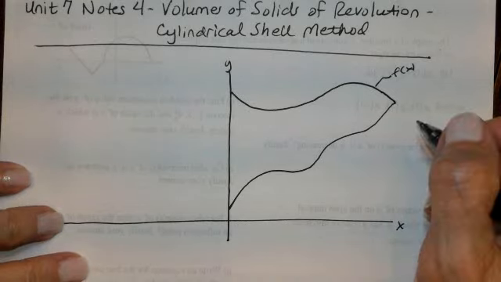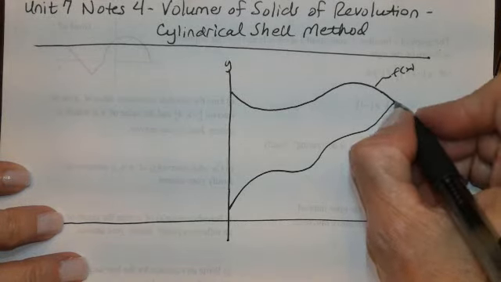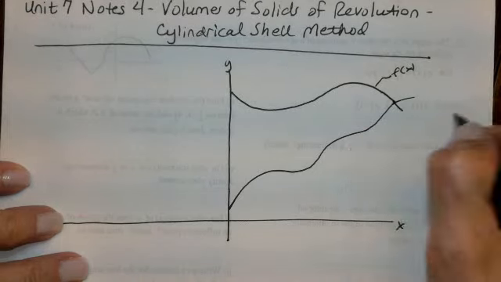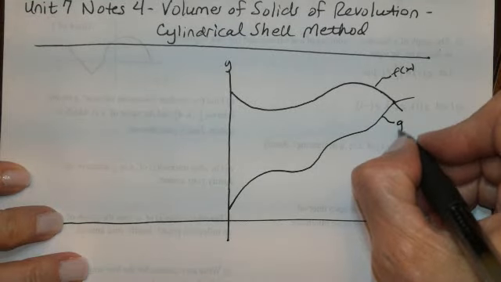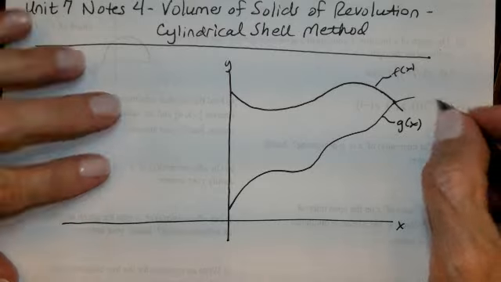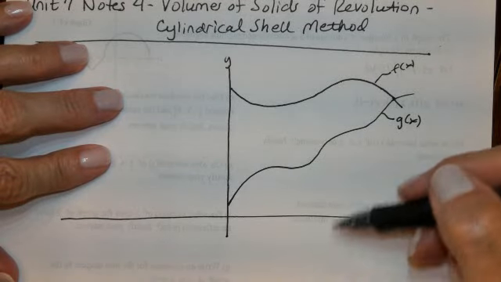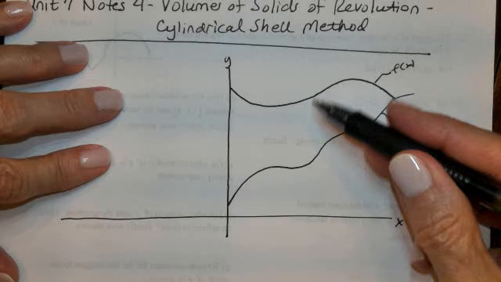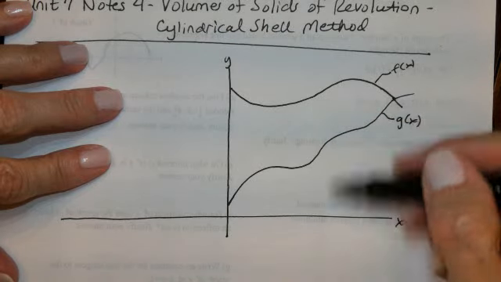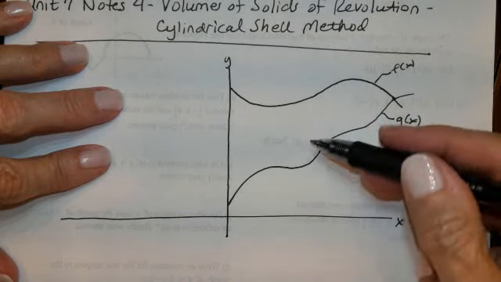Something like that, okay? And then that would continue as well. So these would go like that. But this is g of x, okay? All right. If we were revolving this region around the x-axis, we would do discs, we would do cross sections that were circles. So we would do the washer method, okay? Just like we did last time.